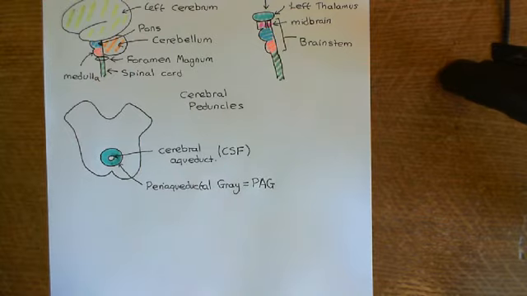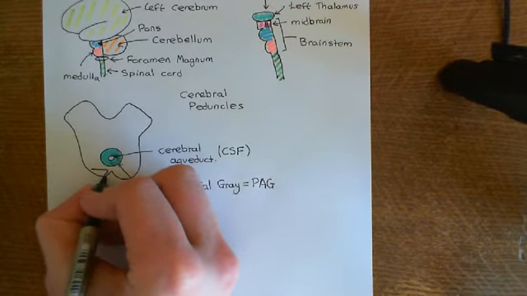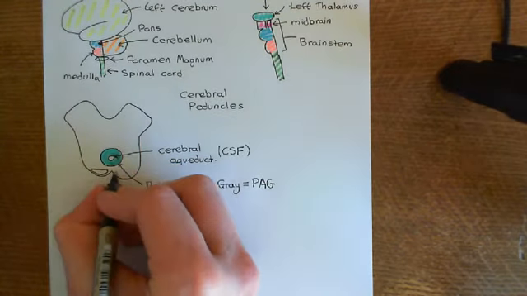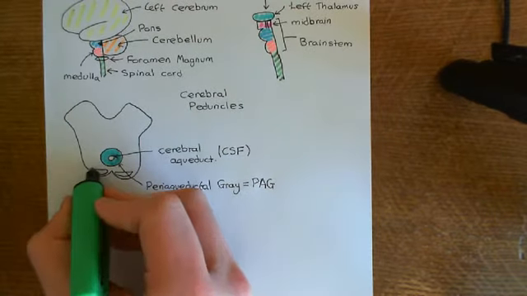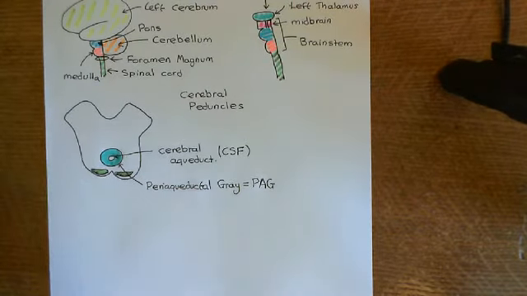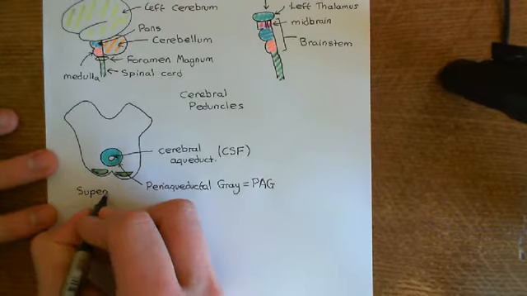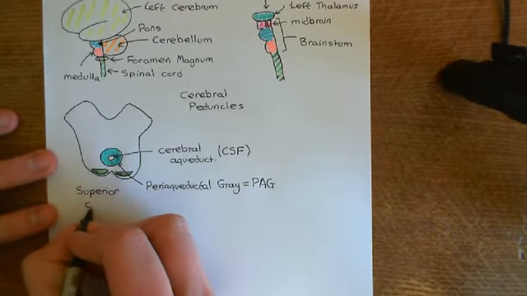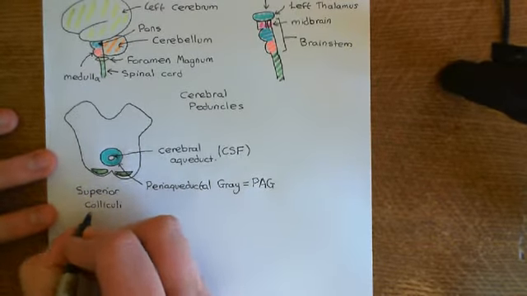Some other landmark structures for now. We're going to have these two processes sticking out the back here. These are known as the superior colliculi, so I'll colour these in green here. So you have two superior colliculi. You have a left superior colliculus, that's the singular, and a right superior colliculus as well. The plural is then colliculi.